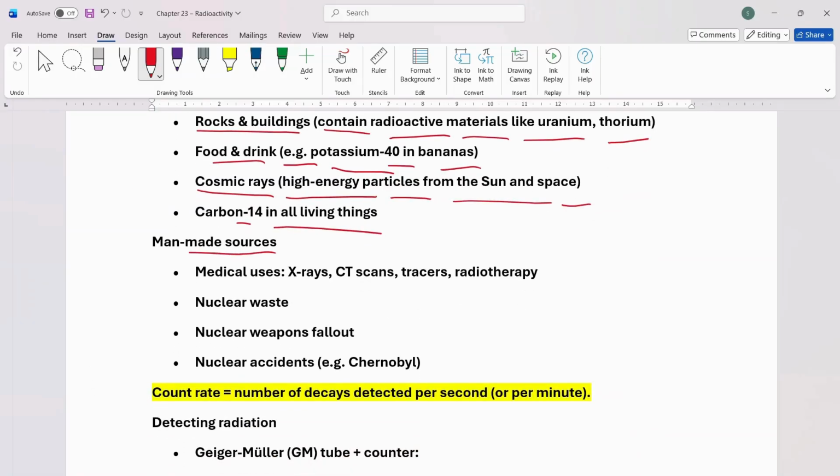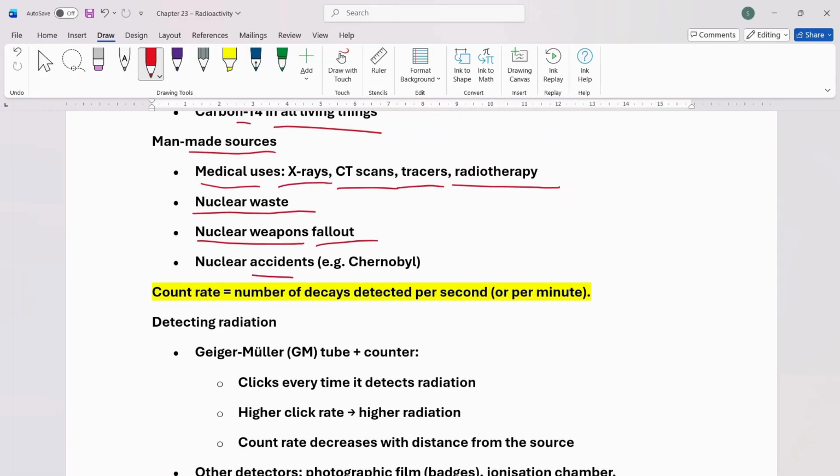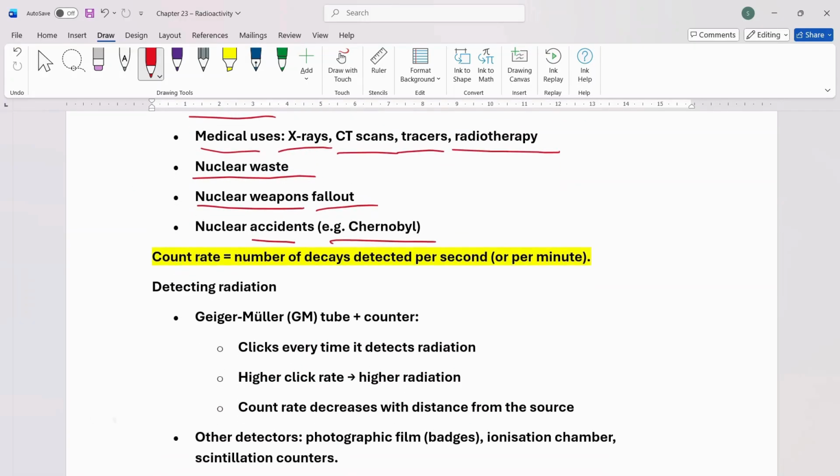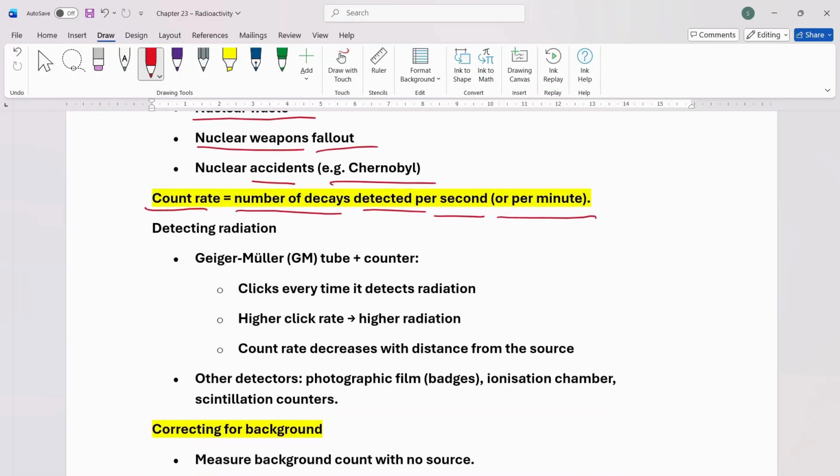Man-made sources: medical uses like X-rays, CT scans, tracers and radiotherapy. Nuclear waste and nuclear weapons fallout. Nuclear accidents, for example Chernobyl. Count rate equals the number of decays detected per second or per minute.